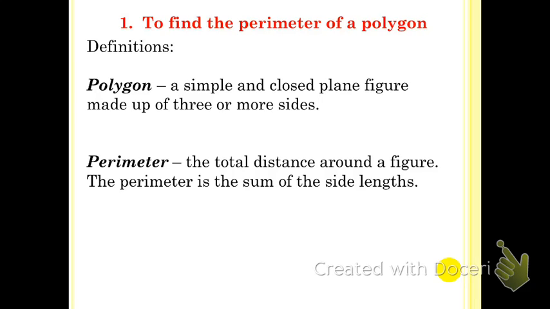A polygon is a simple enclosed plane figure made up of 3 or more sides. Perimeter is the total distance around a figure. The perimeter is the sum of the side lengths.